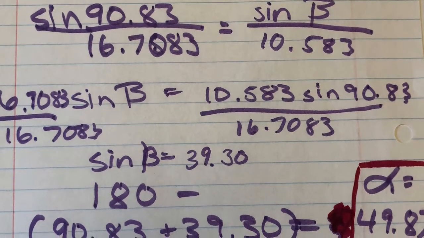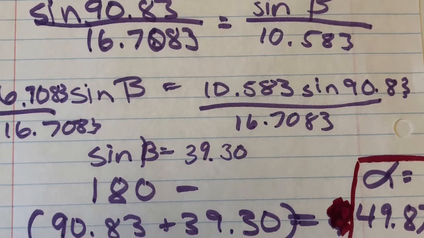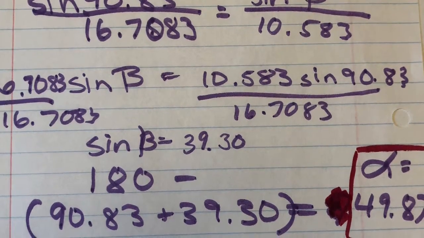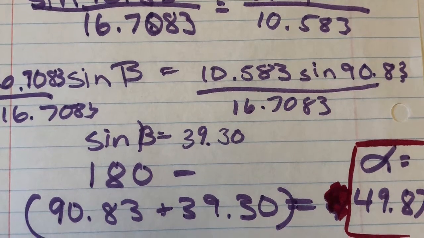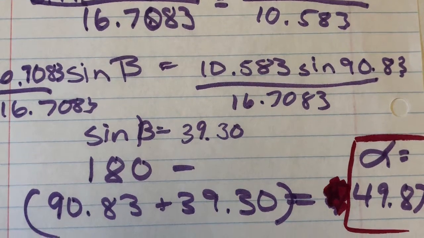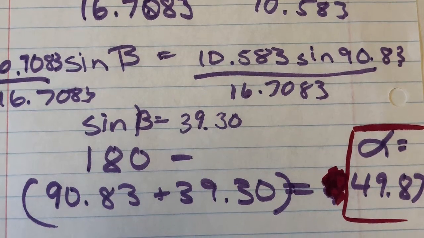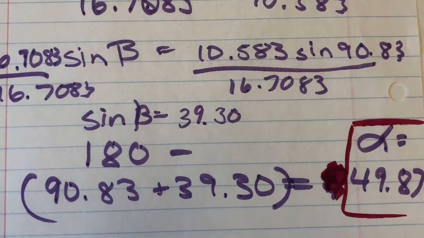To find the angle measure of angle alpha, you take 180 and subtract the angle measure of beta plus the angle measure of gamma. This equals 49.87.